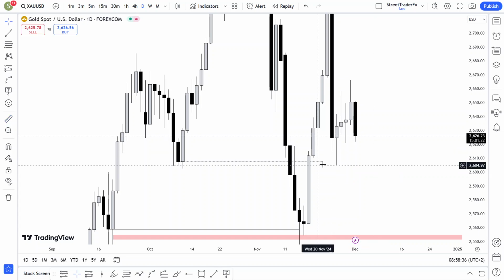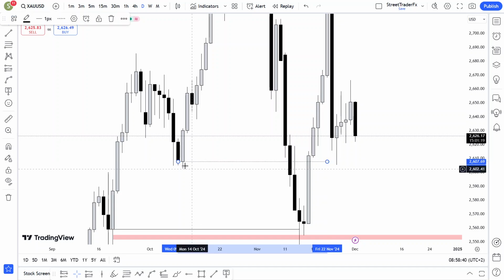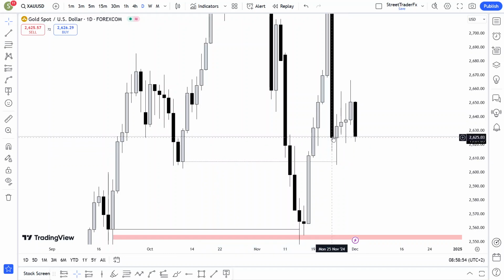Let me do this a bit slow. We had this area of resistance, we broke it. We had this area of support, we broke it, and then it became a resistance. We sold off, then we broke above it again. It became an area of support once again. So in this case, we ended up reusing that same level.